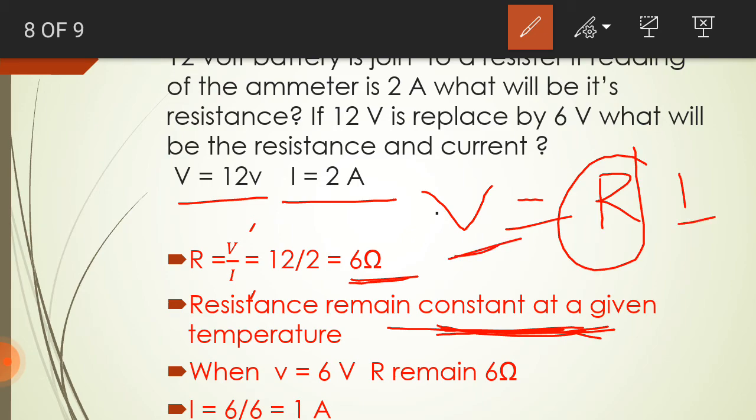So let us calculate here. When V is equal to 6 volt, resistance remains 6. Then what is the current? Current is equal to 6 by 6, that is 1 ampere. So you see, resistance in both cases remains the same. When you reduce voltage, the current reduces. Similarly, if you increase voltage, the current increases.